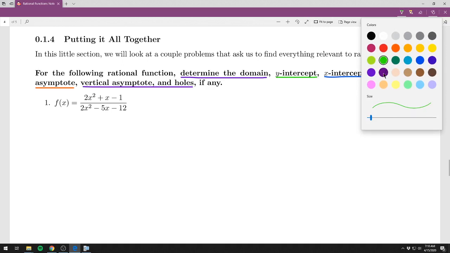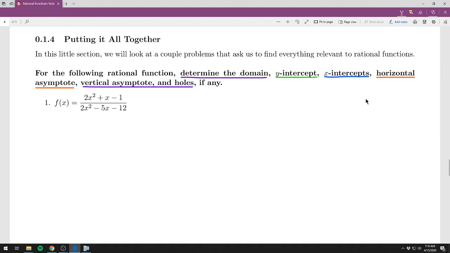All right, so I'm going to do the domain part first. I'm just going to go kind of in order, but with the domain, I'm going to do the vertical asymptote and hole as well. But remember, for the domain, we set the denominator equal to 0 and solve that.